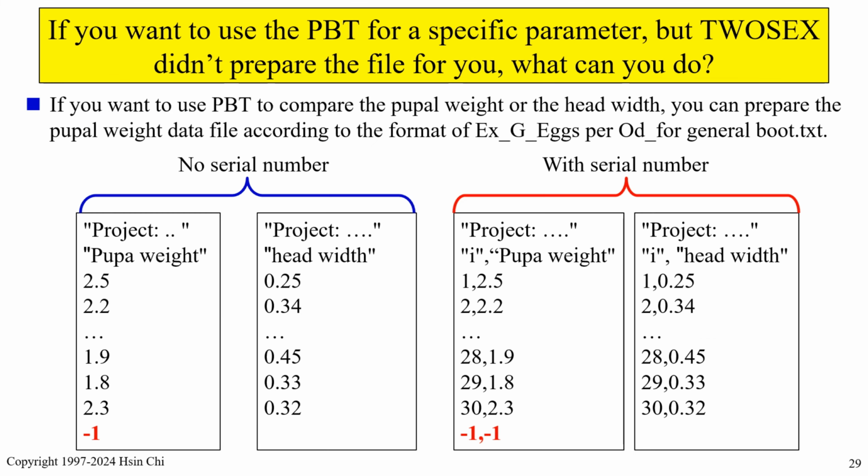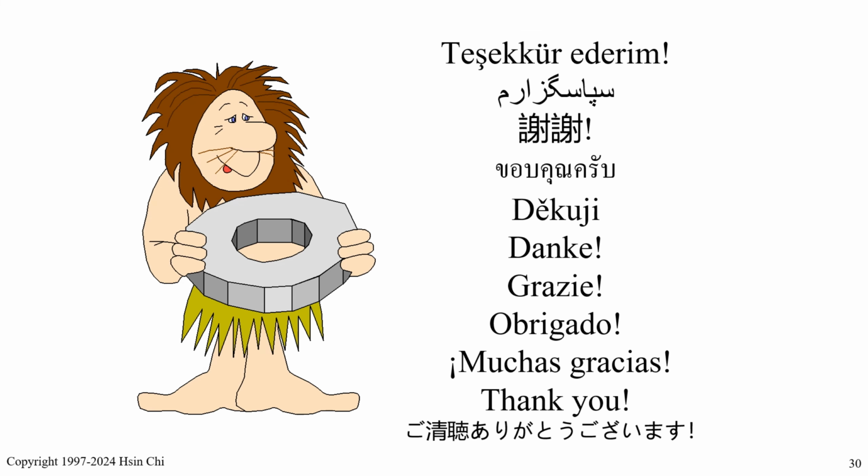If you want to use the paired bootstrap test for a specific parameter, but TwoSix didn't prepare the file for you, what can you do? If you want to use paired bootstrap test to compare the pupal weight, you can prepare the pupal weight data file according to the format of xgxprod for general bootstrap. Thank you very much.